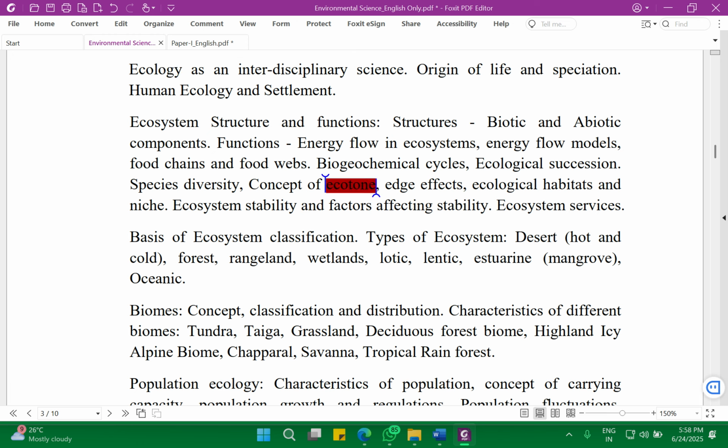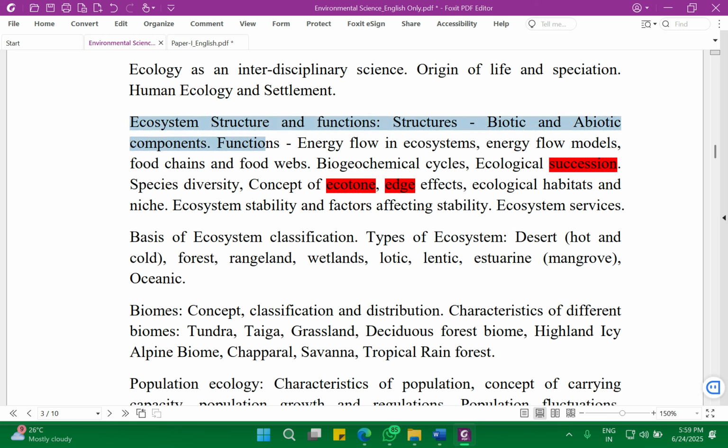You need to study this ecotone, edge effect, and succession process; they may ask in match the following. They may give the order starting from the pioneer community or ecesis to the climax community. So the whole process you need to see, like which is first, then next, at last. So that whole process you need to know.